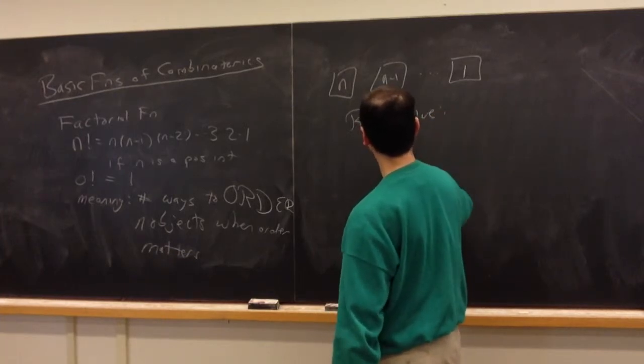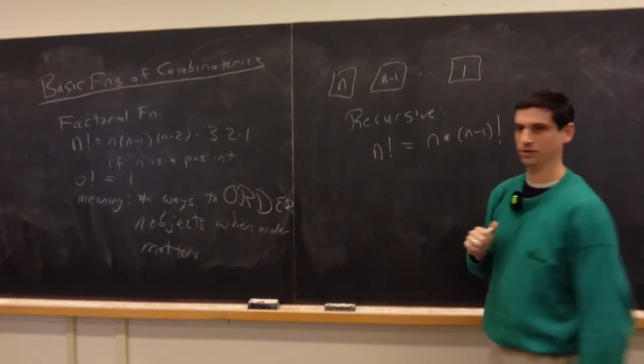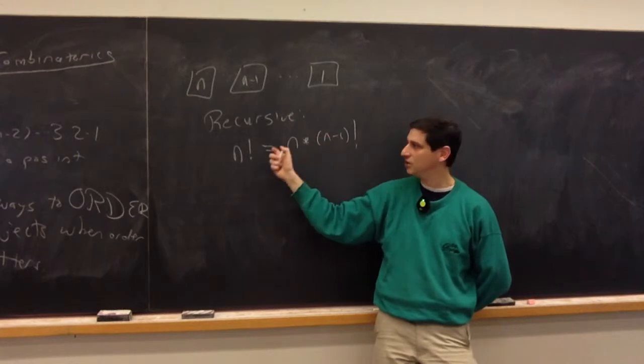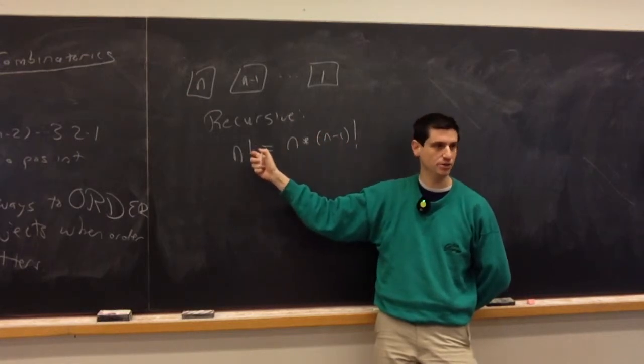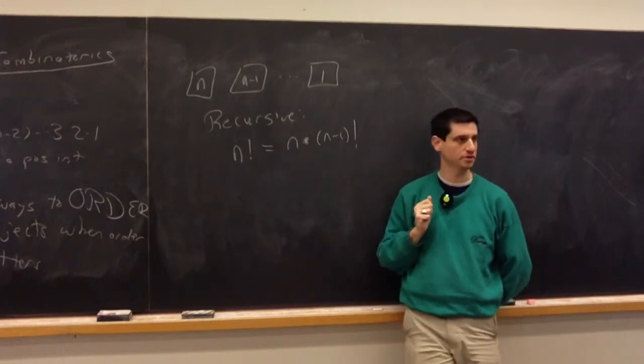So n factorial is n times (n minus 1) factorial. And from a computational perspective, this is extremely nice. It allows us to get the next value immediately from the previous. We only need to go back one unit.